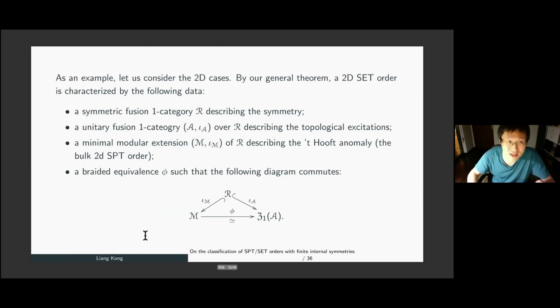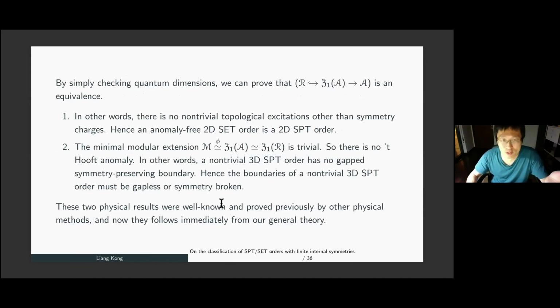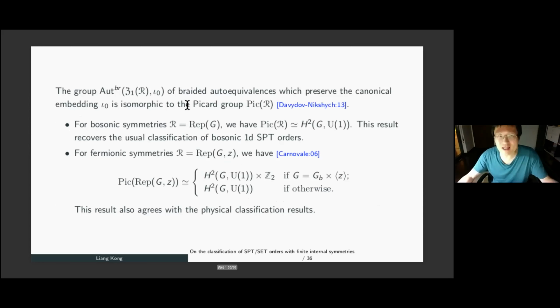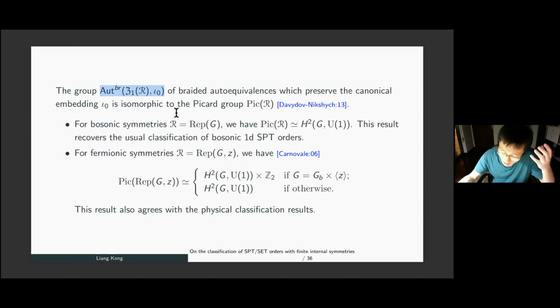So let me give one example. In the 2D case, if you just run the machine, using the abstract nonsense I just talked about in previous slides, you can easily recover many known results. Let me skip some detail and tell you the 1D case. In the 1D case, by our method, the classification of SPT order is given by the group of Morita equivalences preserving the symmetry. Does this classification give the known result in physics?